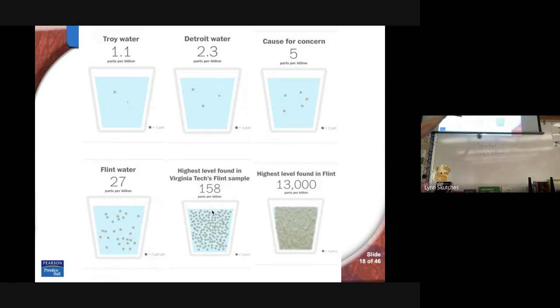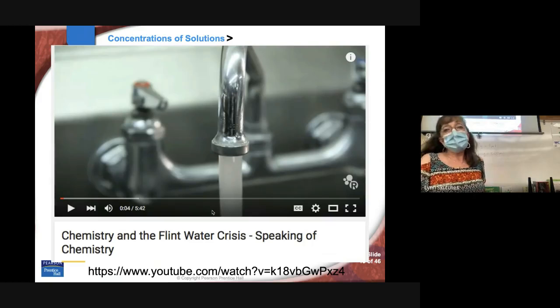Cause for concern, according to the EPA, is 5 parts per billion with a B. One of the samples at least had 13,000 parts per billion. 5 versus 13,000. Okay. This one from one of the colleges that studied it was 158. Flint water had 27. That's still almost 6 times higher than you should have. And yeah, it's really bad. So it's still a problem.